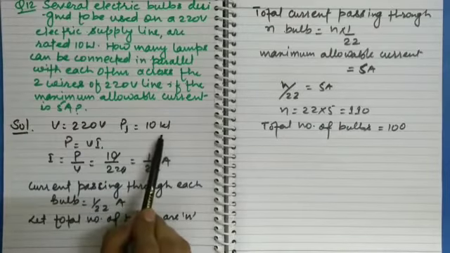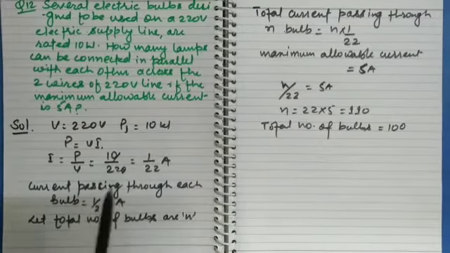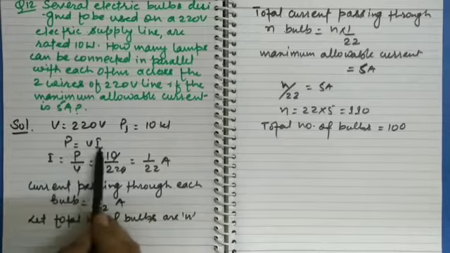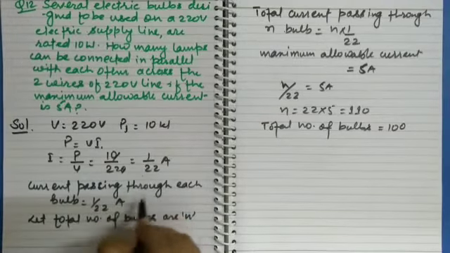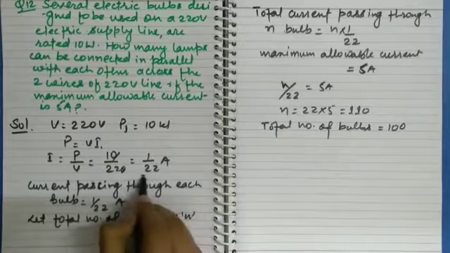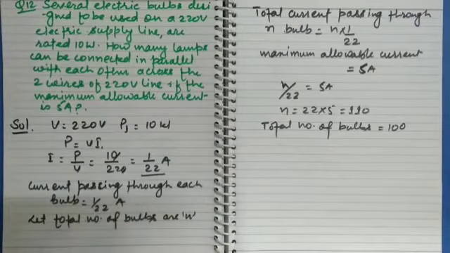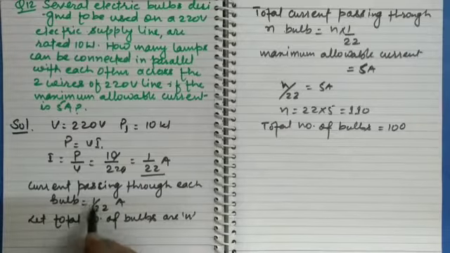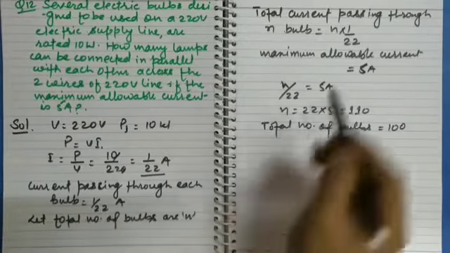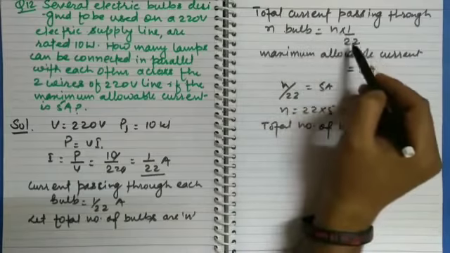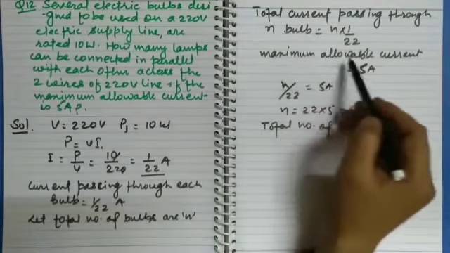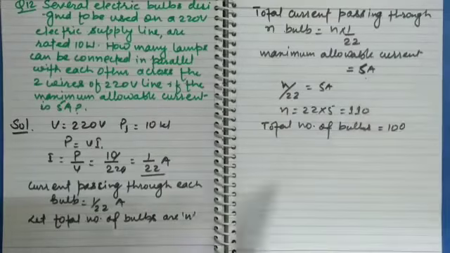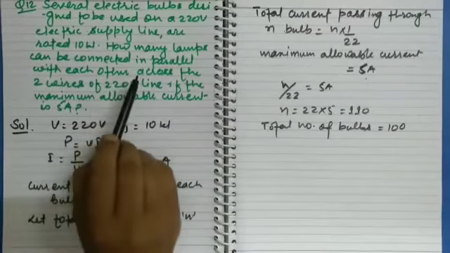What we do: first, in this problem we have to find the current passing through a single bulb. After that, let the total number of bulbs equal n and find the total number of bulbs. Clear? Understand?